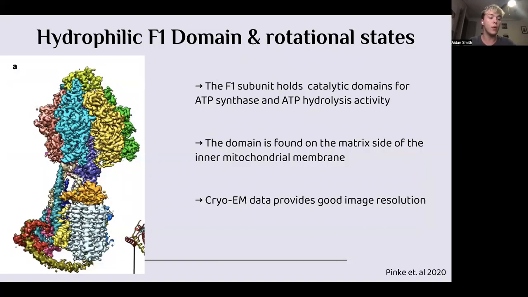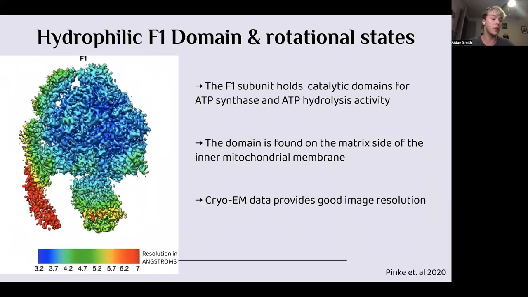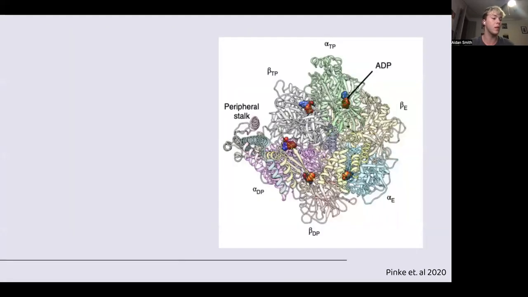First, researchers analyzed the F1 subunit. This is a well-characterized structure and is known to hold a catalytic domain to perform ATP synthesis and ATP hydrolysis activity. The F1 domain resides in the matrix side of the inner mitochondrial membrane, with the rest of the structure sitting within the membrane itself. Cryo-EM data and previous studies yield very good resolution of the structure as seen by this resolution heat map.